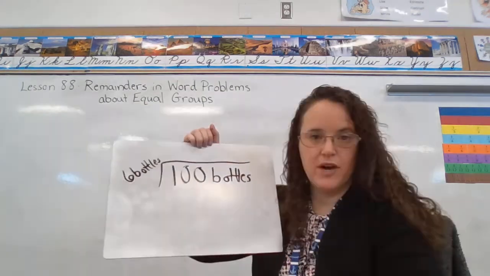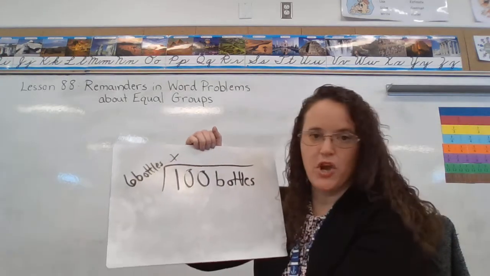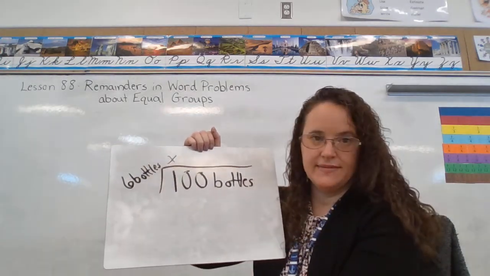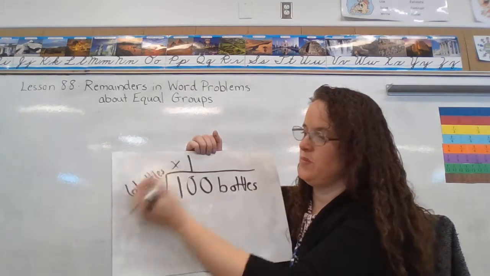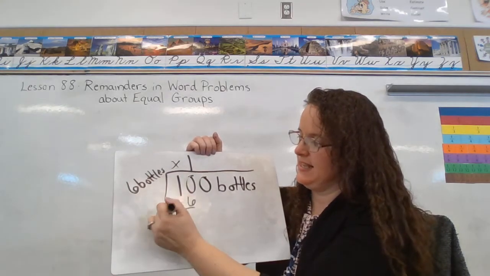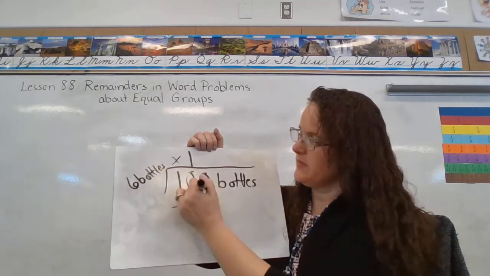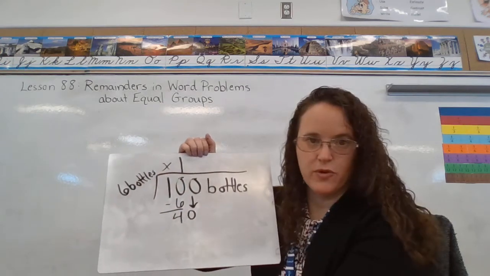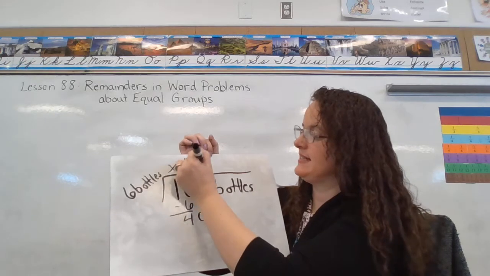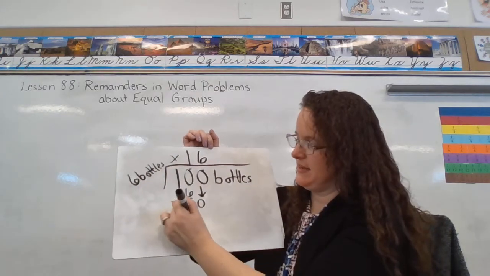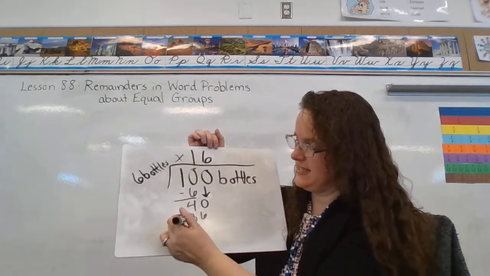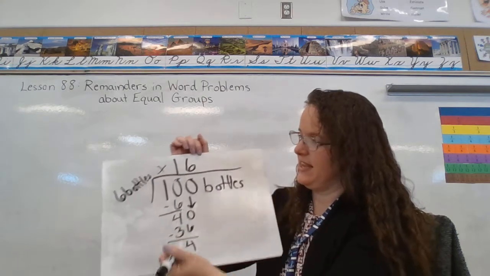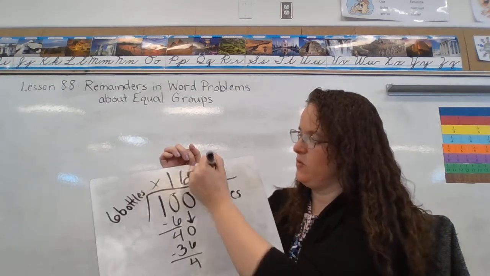Does 6 go into 1? No. Does 6 go into 10? 1 times 6 is 6. Subtract. Bring down your 0. Does 6 go into 40? Yes. 6 times 6 is 36. Subtract, and we have a remainder of 4.